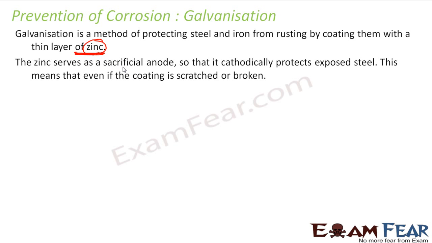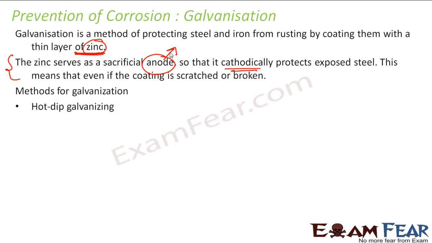Correct? And zinc here acts as an anode so that it cathodically protects steel. That means even if the zinc part is scratched or broken, the zinc will still prevent rusting because zinc will act as anode. Let's explain why. So the method of galvanization is like this. We have two methods. One is hot dip galvanization. The other is electroplating.